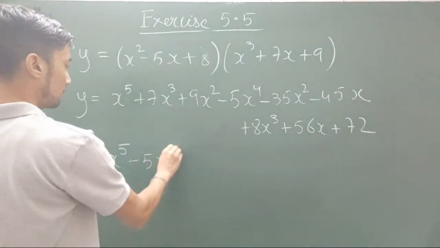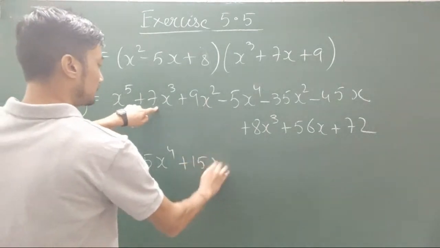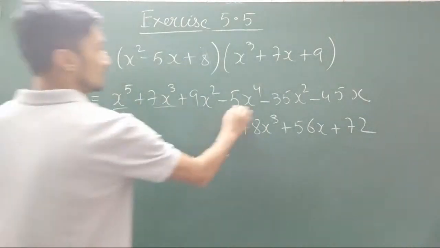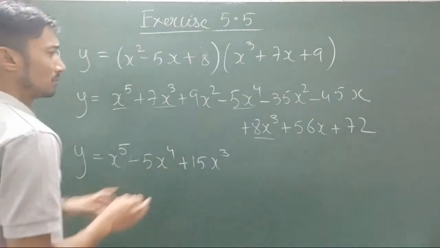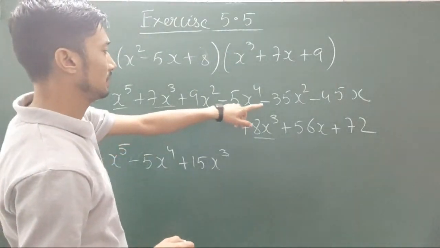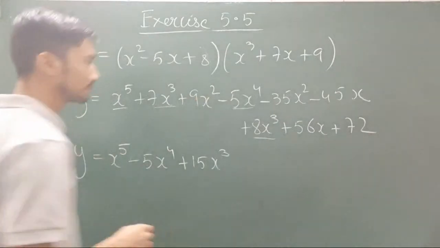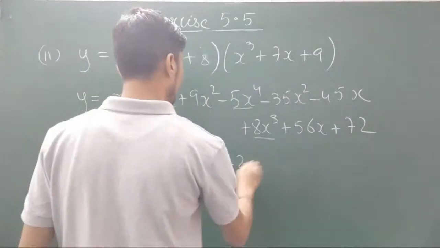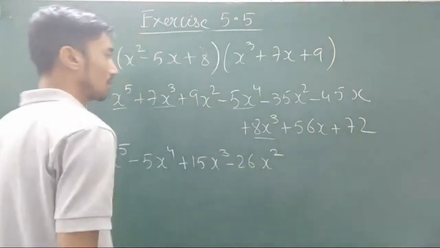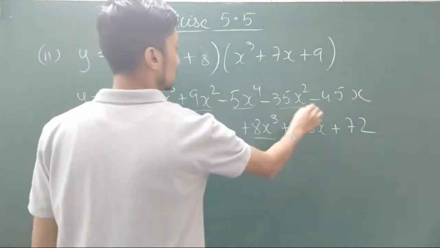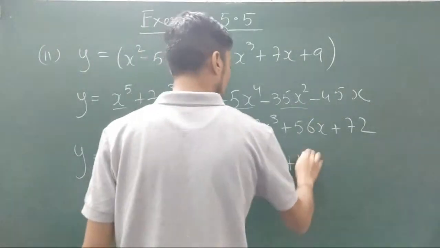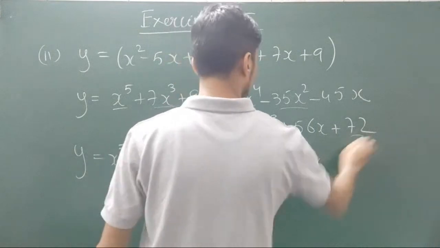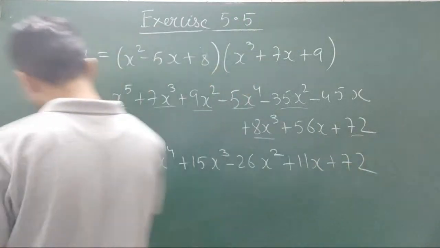Minus 5x power 4, x cube 15. Done, this is done. x squared. So 25, 9. How much will that be? 19, 29, 32, 132, 32, 135, 16, minus 26x squared. So x squared, done. This is plus 11x plus 72.